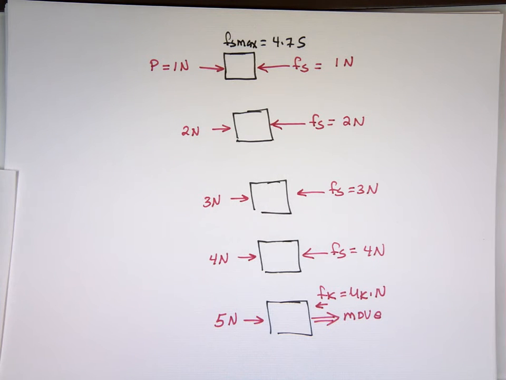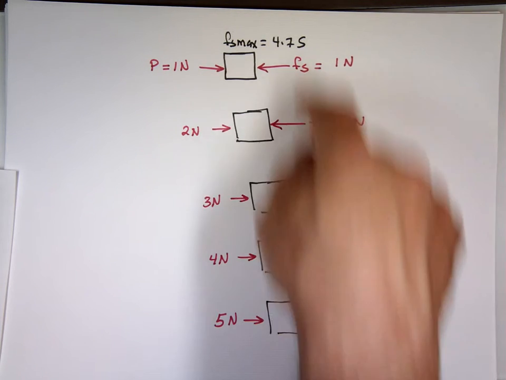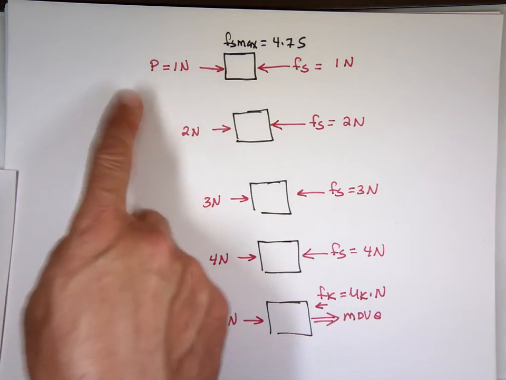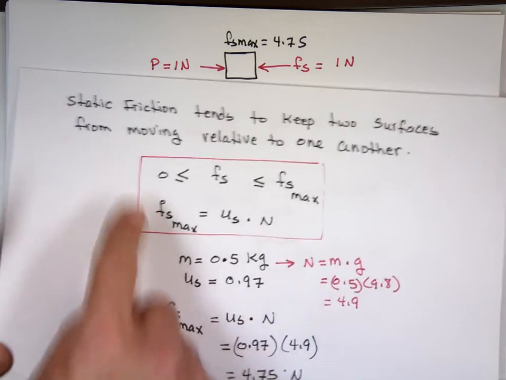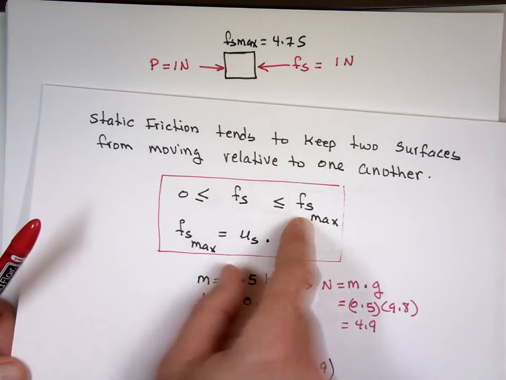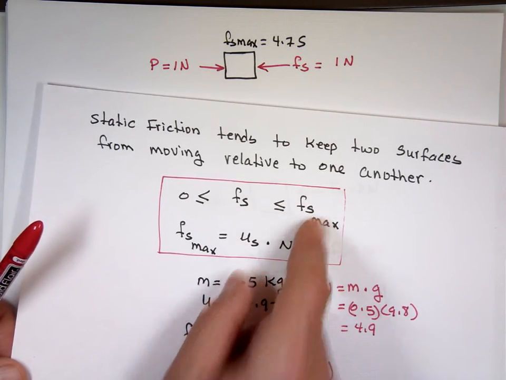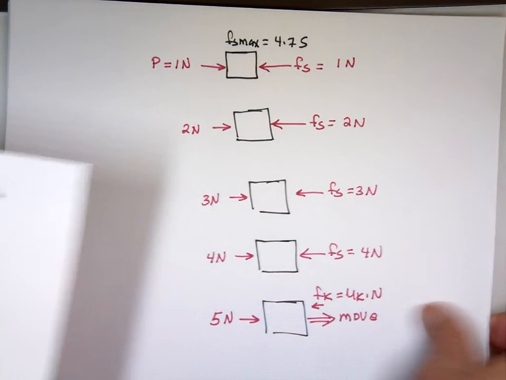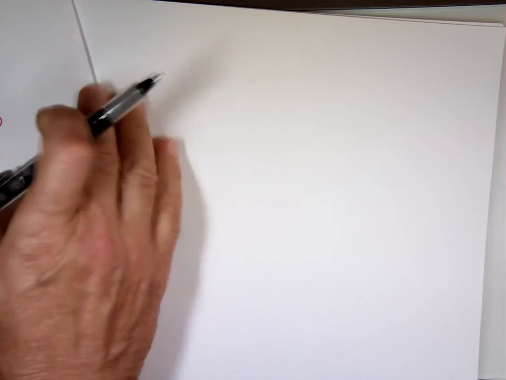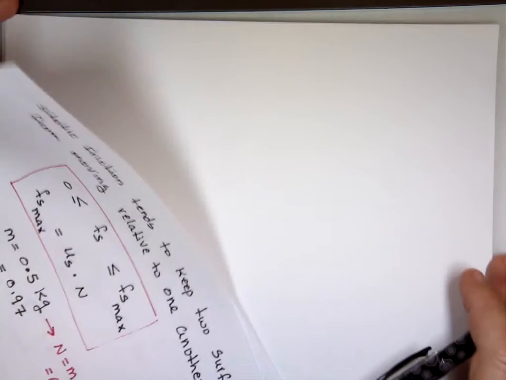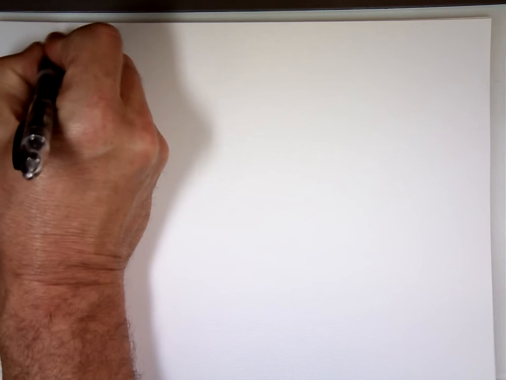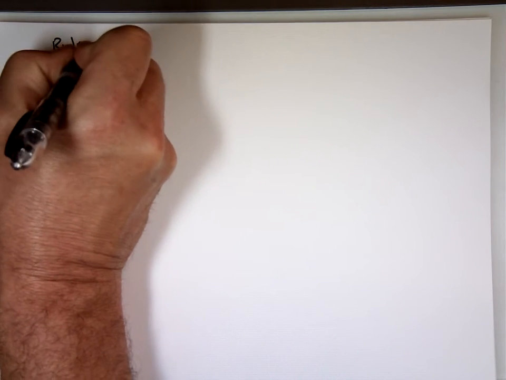So notice the value of the static friction could be any number, anywhere between 0 and the maximum value. It depends on that pushing force. So let's write rules about static friction, just like the other one. Rules of static friction.